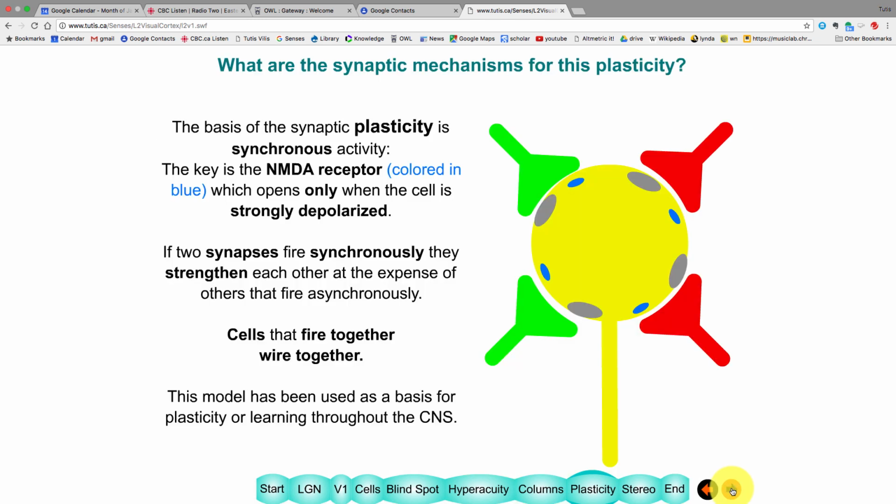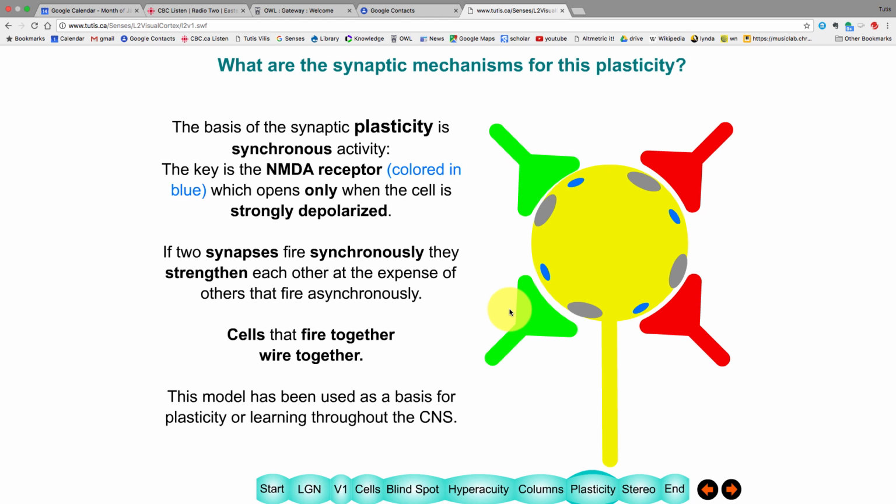How does that happen? Well, plasticity depends on synchronous activity coming in. And the key is this blue thing here called the NMDA receptor. It opens only when the cell is very strongly depolarized. So if two of these synapses fire at the same time, they'll produce a stronger depolarization than if only one fires. So the sentence to take home is that if cells fire together, they'll wire together.